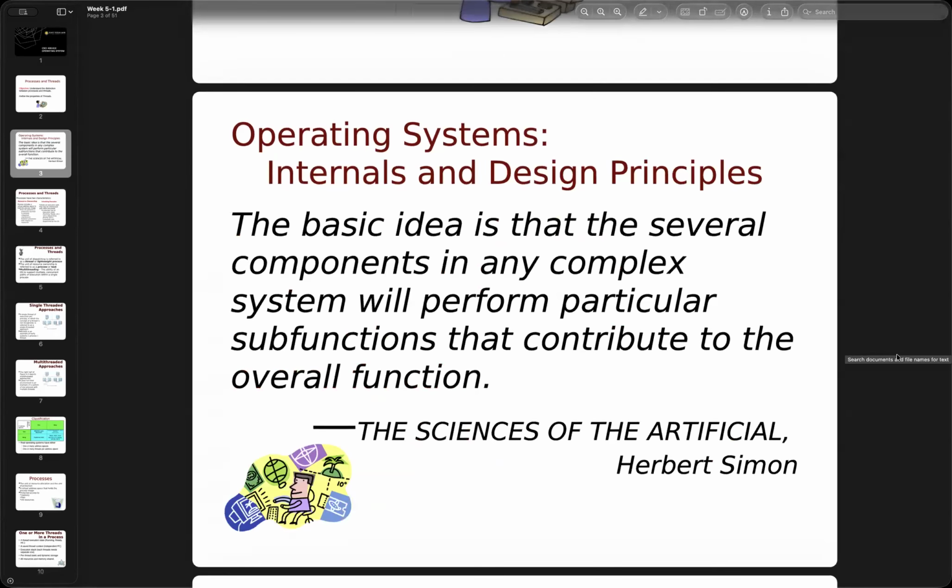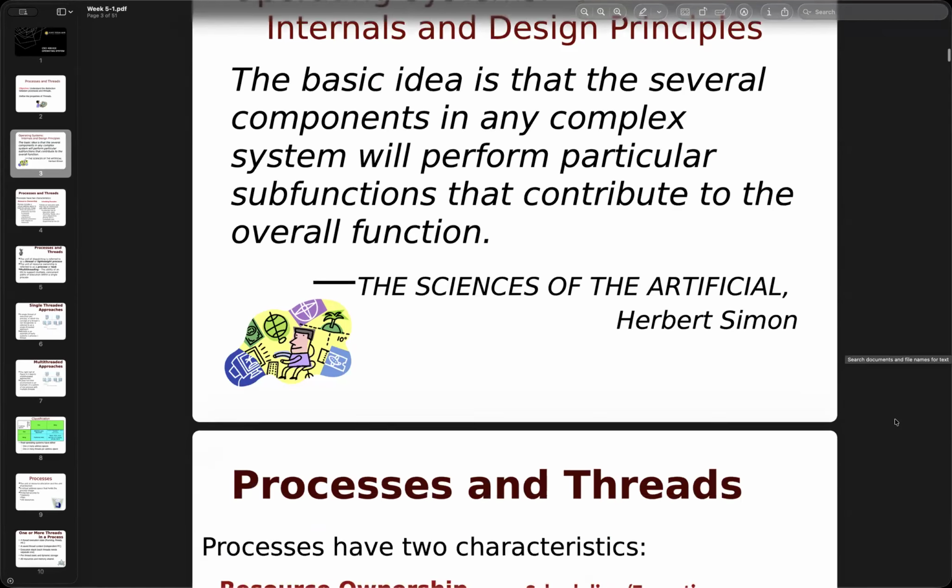In the operating system, there are the internals and design principles. Just remember the basic idea is that several components in any complex system will perform particular subfunctions so that they contribute to the overall function. So how can we perform particular subfunctions? When we think about subfunctions, how can we match them with the process first? That's what we are going to cover.